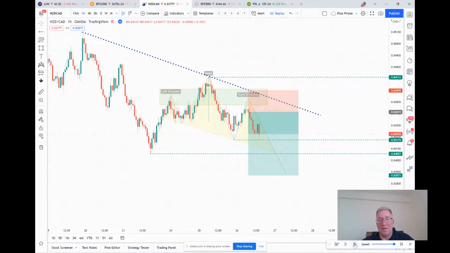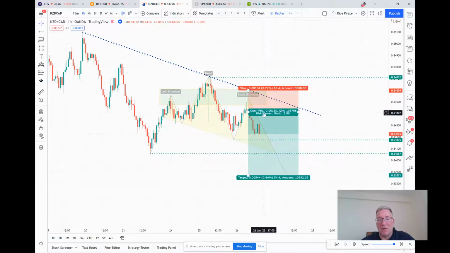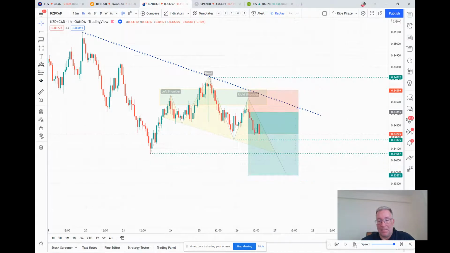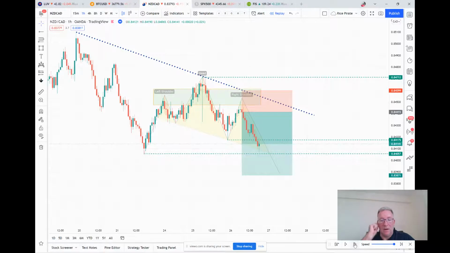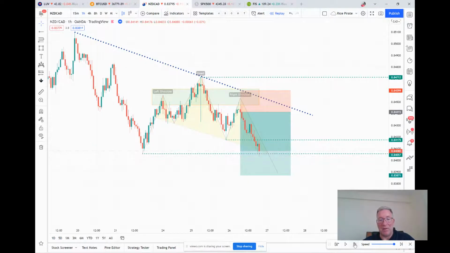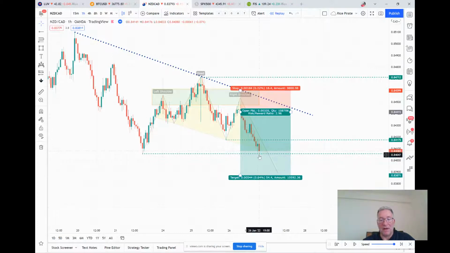At this point, half of my trade gets taken off. My stop gets moved to my break even for my other half. It breaks the neckline, but doesn't go all the way. Now, a quarter of my trade is taken off, so I still have a quarter of my trade on.